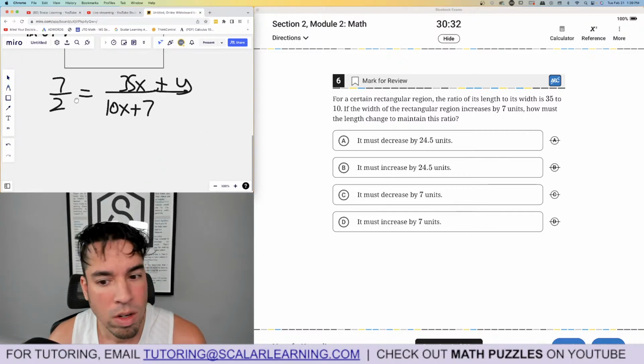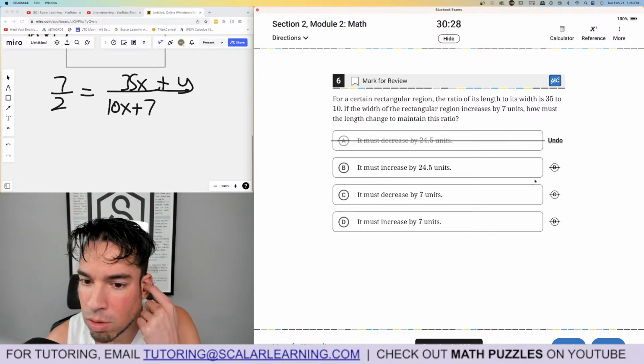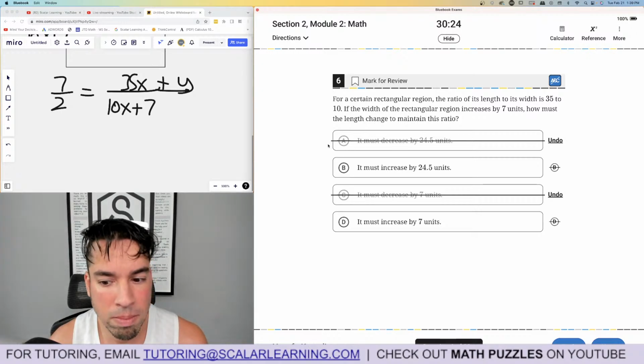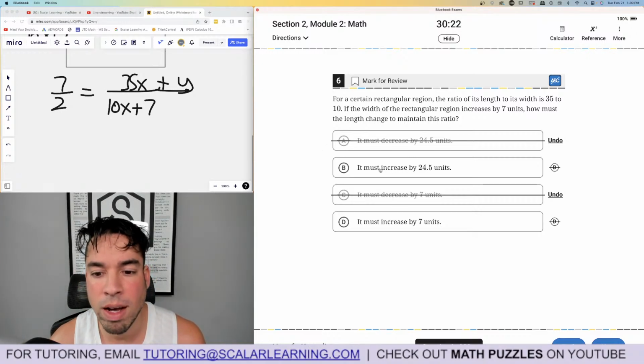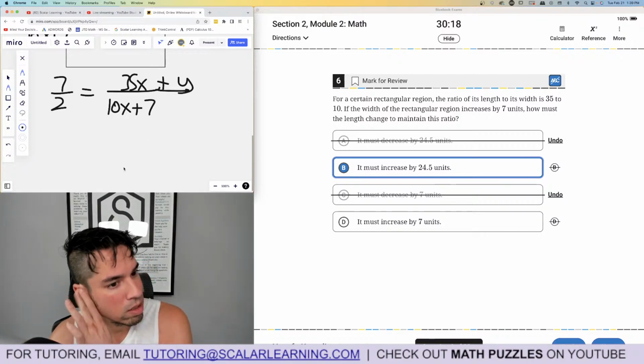Okay. Obviously, it has to increase, not decrease, right? So to maintain the ratio, it has to increase. So it's either 24.5 or 7. I'm guessing 24.5, because it wouldn't make sense otherwise, but let's go ahead and see.